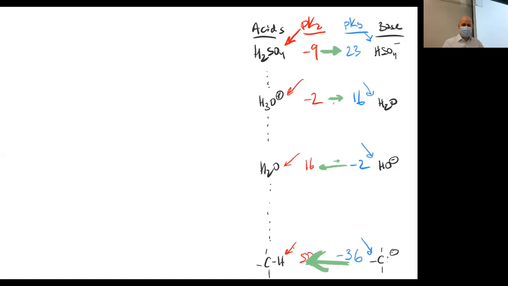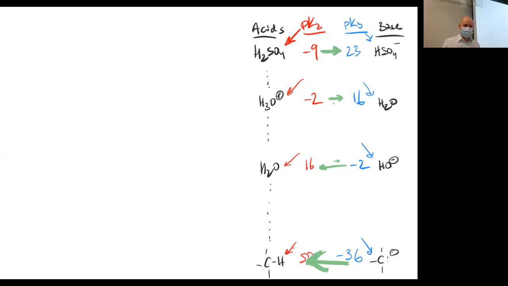This thing right here, the C minus, is ridiculously basic. It has an incredibly negative pKb. So this is so basic, it doesn't even exist. It's so reactive that you can't make it. So you might say, well, that's the strongest base. Why don't we use that all the time? Well, it's so strong that we just can't even make it. So it's kind of ridiculous.